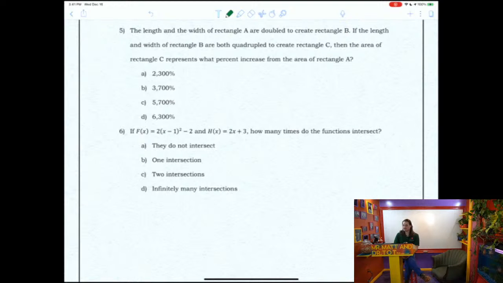And question number 6 asks, if f of x is equal to 2 times the quantity (x minus 1) squared minus 2, and h of x is equal to 2x plus 3, how many times do the functions intersect? So I'll give you 6 minutes, and after 2 minutes, I'll start to solve.